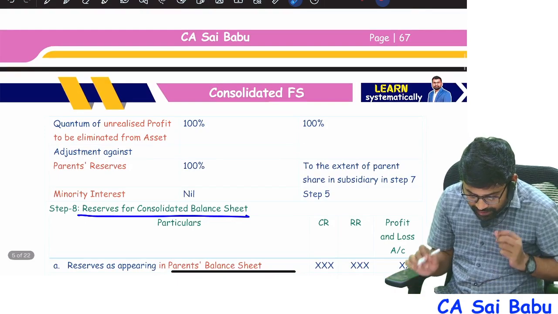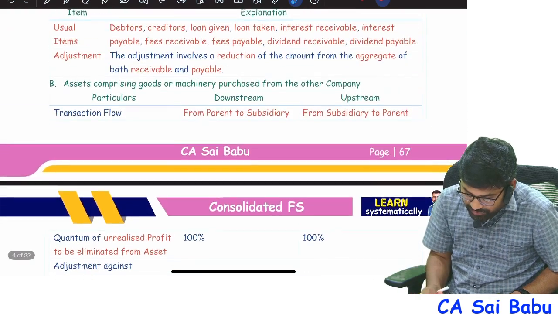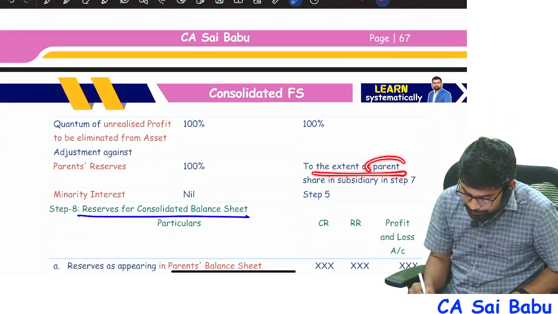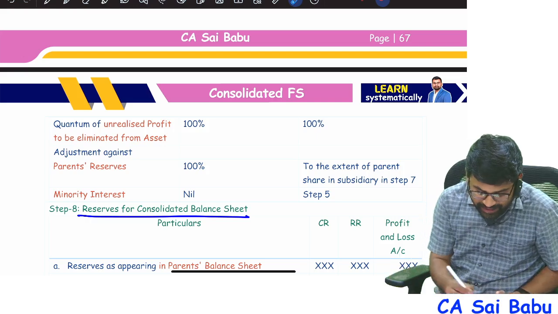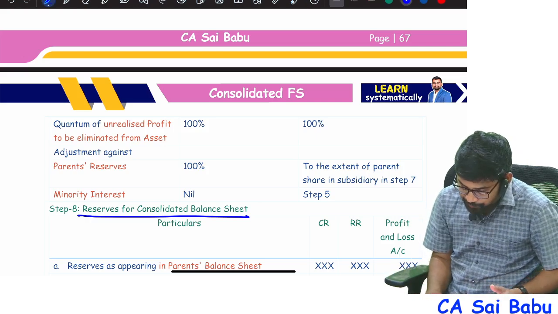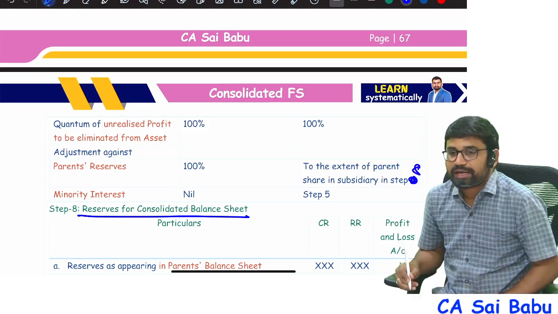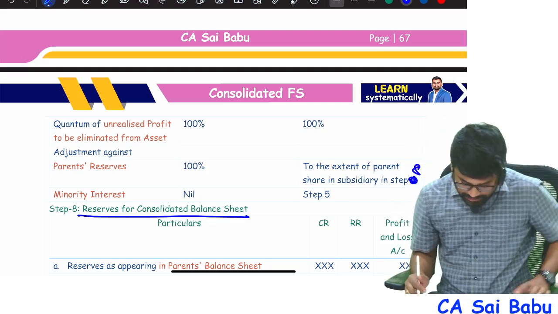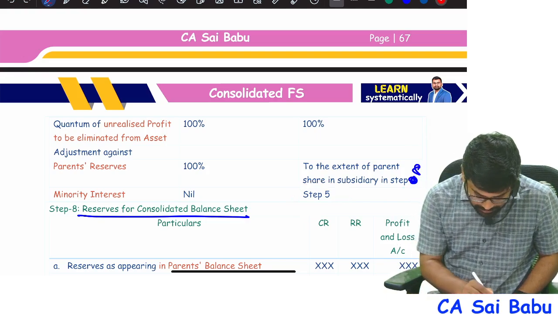But when it comes to adjustment against reserves, in case of upstream, see this. To the extent of parent share in subsidiary, in step number 7. Step number 7 or 8? I think step number 8. We are adjusting the parent company reserves in step number 8. So make it step number 8. Minority interest, step number 5.